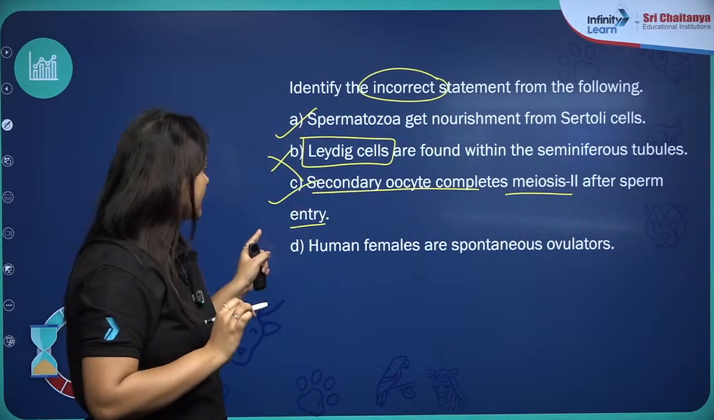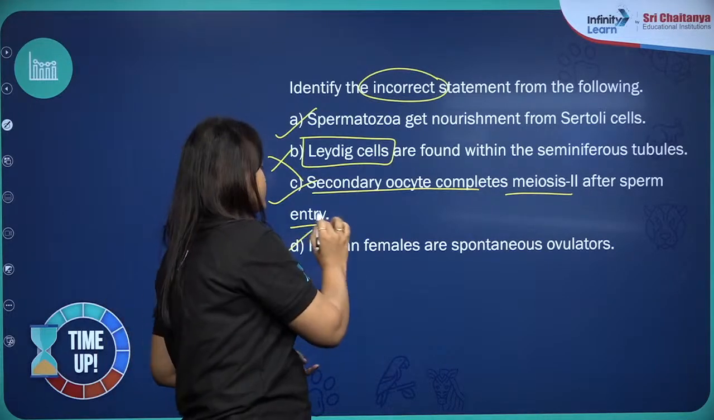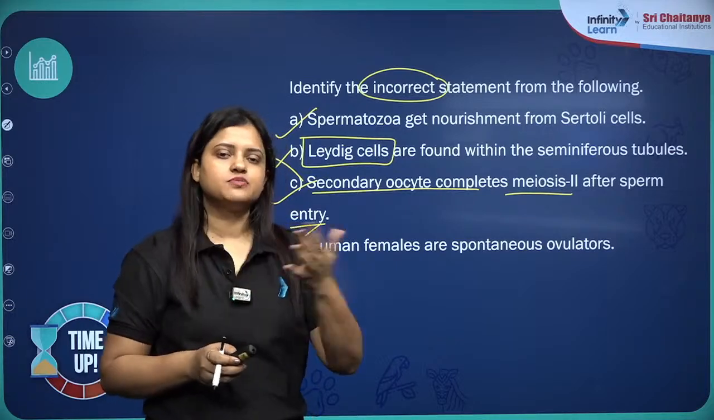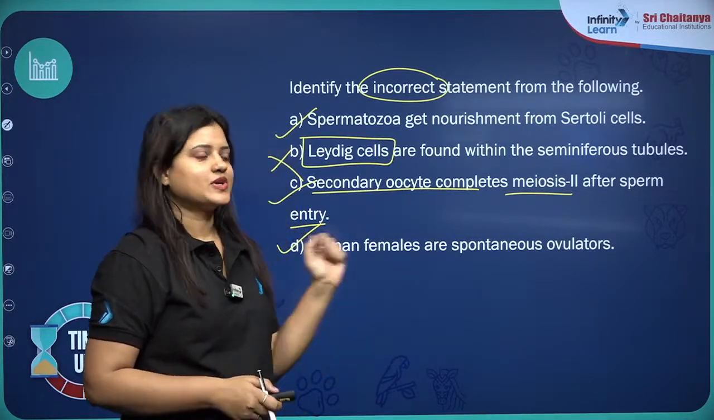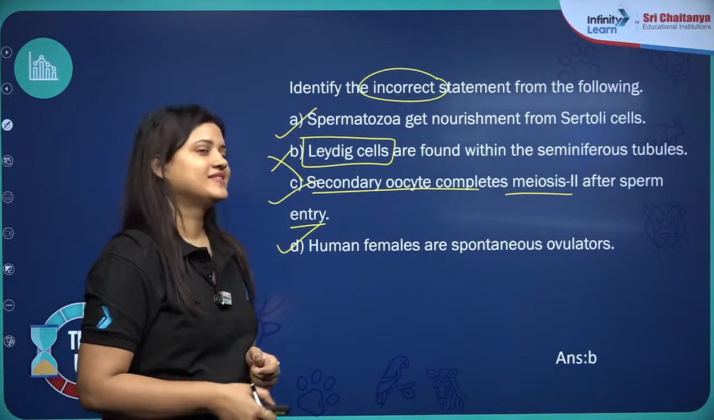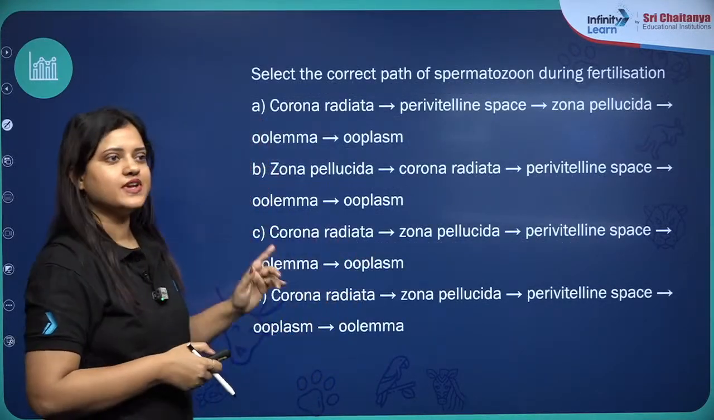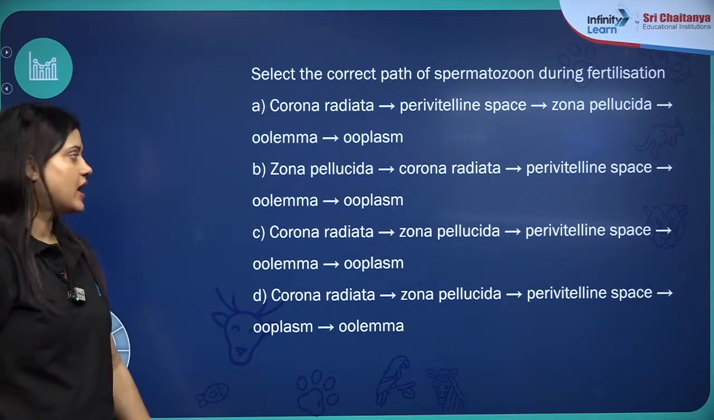Correct. And human females are spontaneous ovulators. So this is also correct. There are certain animals who are reflex ovulators, but we are spontaneous ovulators. Okay. So the correct answer is B here. Okay. Next question, try this, very good question. I want each one of you to answer me.